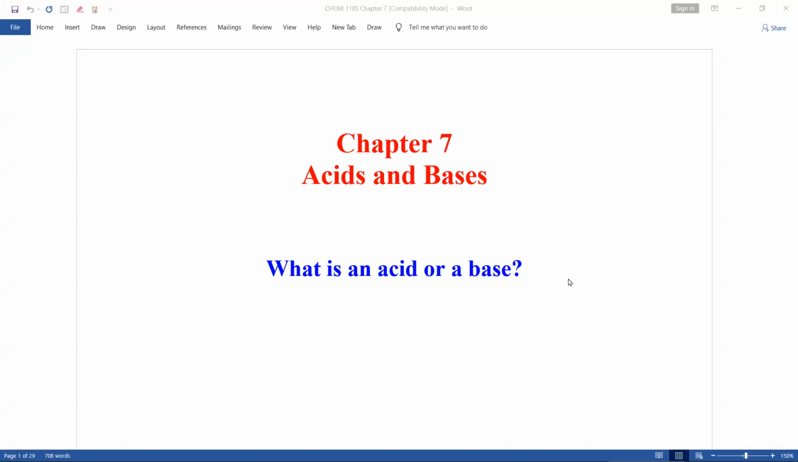This chapter is probably one of the most useful things I'll teach you this semester for the rest of your life. Acids and bases. What's an acid? What's a base? Well, it turns out that's a very hard question to answer.